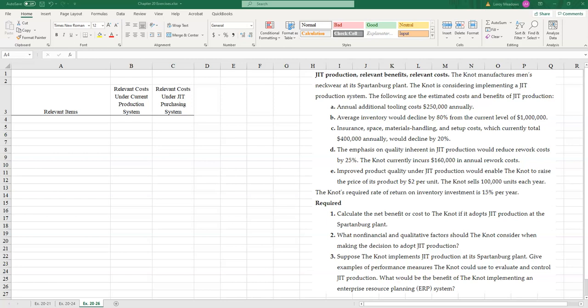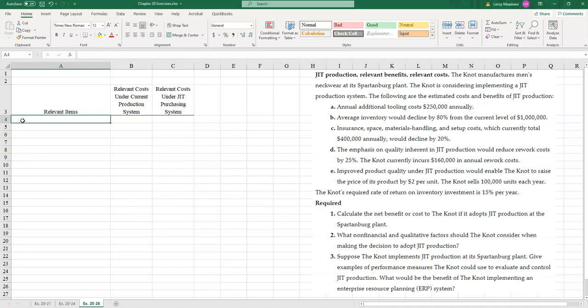So let's go ahead and get started by first answering requirement 1. Calculate the net benefit or cost to the Knot if it adopts just-in-time production at the Spartanburg plant. So remember, under the decision-making process, we want to know what is going to be relevant information. Irrelevant information is not going to be needed because it has no bearing on our decision-making process. So what things would change from the current production system if we change to a just-in-time purchasing system? This is where we're going to get our information, and that is what's going to help us make our decision.